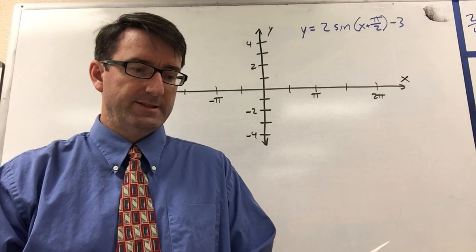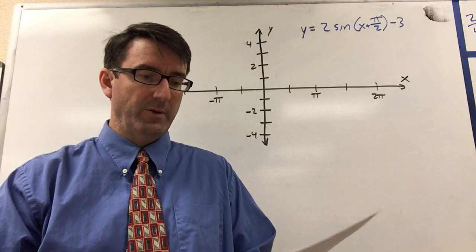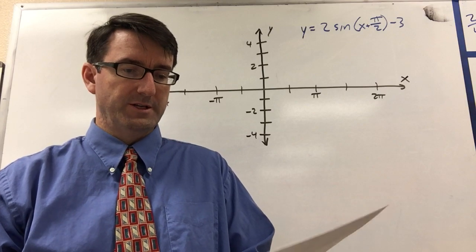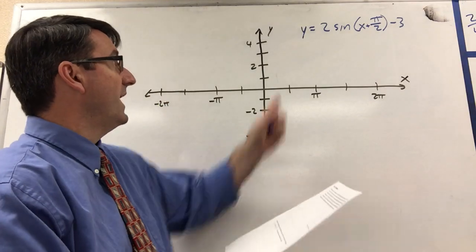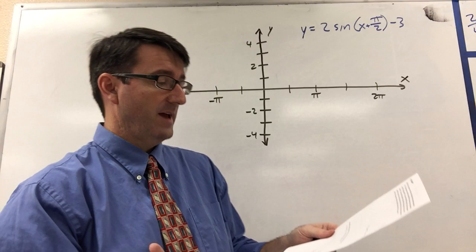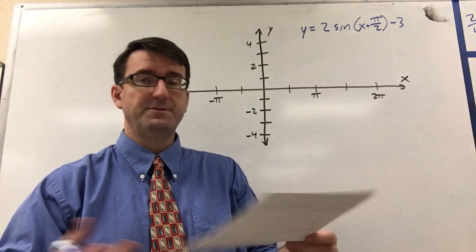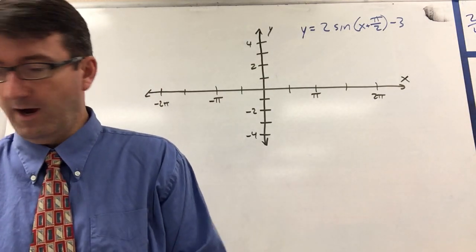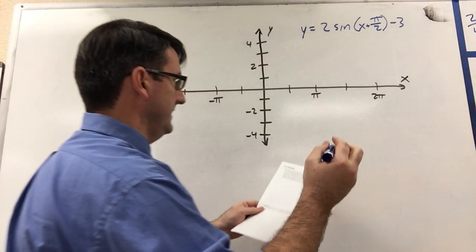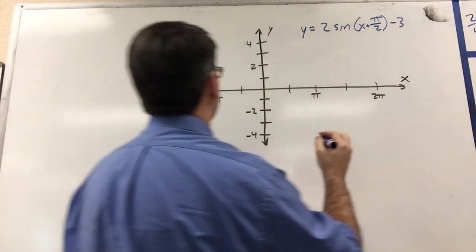Number 20 says state the amplitude, period, frequency, phase shift, and vertical shift of the function y equals 2 sine of x plus pi over 2 minus 3. Then graph 2 periods of the function. All right, so let's start with the amplitude.